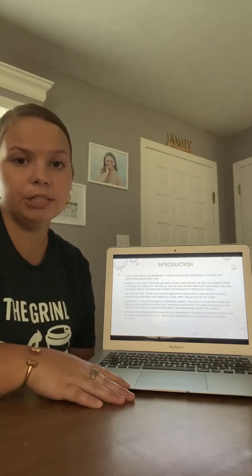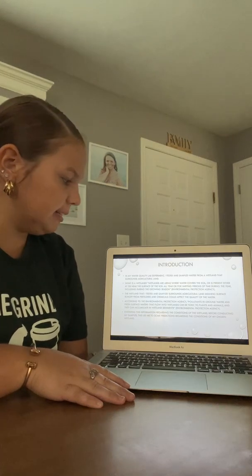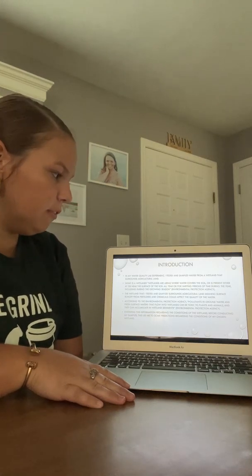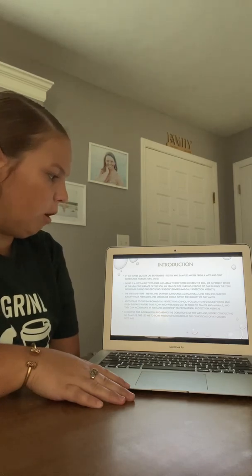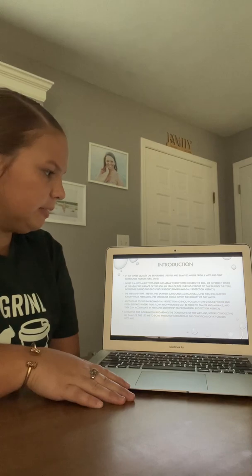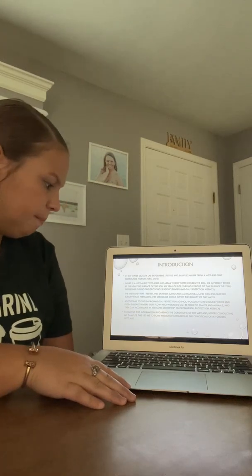To answer the question that was given to us about what is a wetland, it states wetlands are areas where water covers the soil or is present either at or near the surface of the soil all year or for varying periods of time during the year, including during the growing season. And that was quoted from the Environmental Protection Agency.